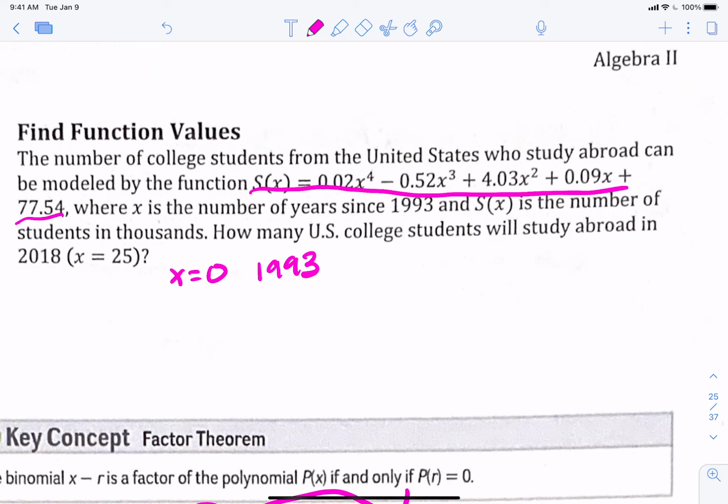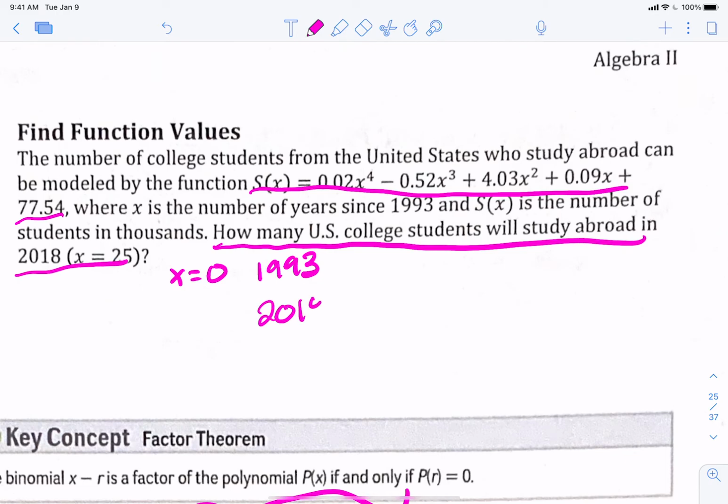Okay. They want to know how many U.S. college students will study abroad in 2018. Okay, 2018 corresponds to, they say x equals 25, but how did you find that?